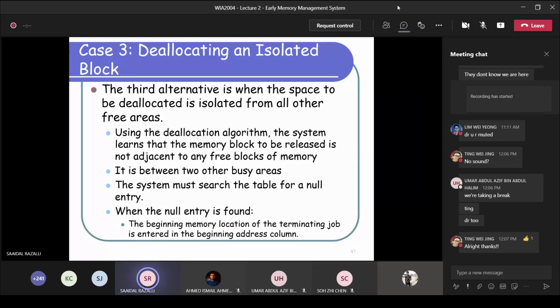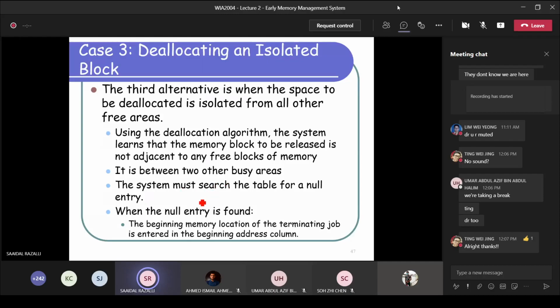So the third one, case 3, is de-allocating an isolated block. The third alternative is when the space to be de-allocated is isolated from other free areas. Using the de-allocation algorithm, the system learns that the memory block to be released is not adjacent to any free blocks of memory. It's isolated somewhere else, far away. It is between 2 other busy areas.